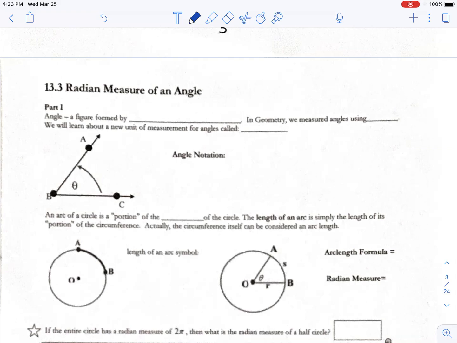Alright guys, so today we are looking at a different way of measuring an angle. So let's first talk about what an angle was from geometry. We learned from geometry that an angle is formed by two rays with a common endpoint, and that common endpoint was called a vertex.